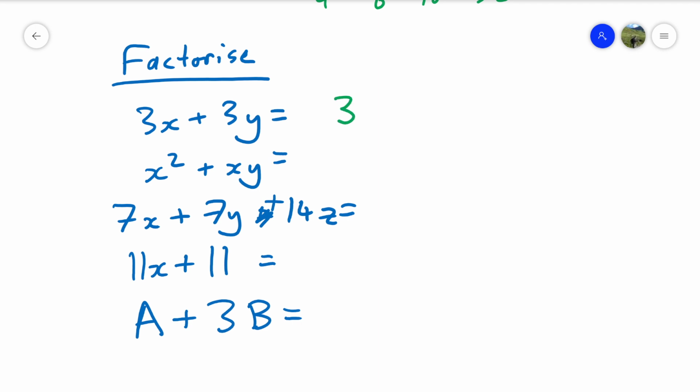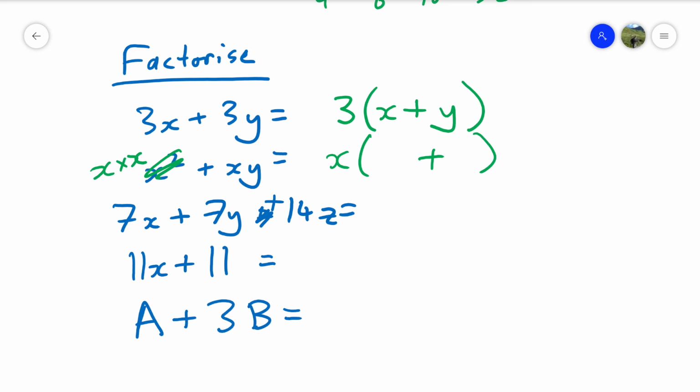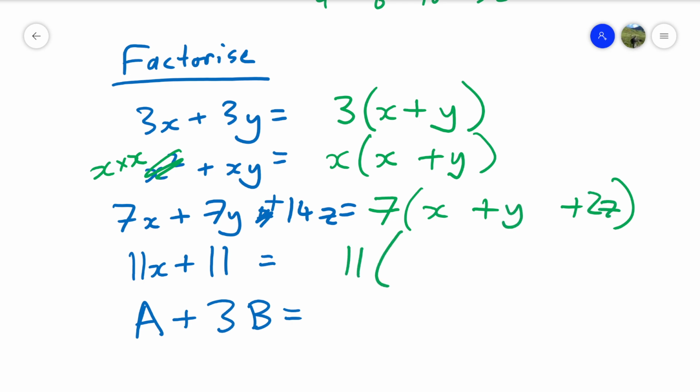First one, I can see that they've got a 3 in common. I have to have a plus sign in the middle, and then x goes on the left, y goes on the right. This one, they've both got an x in common, because remember this here is x times x. I need a y there, because x times y is xy, and x times x makes x squared. This one, I'm going to have 3 things in the bracket. I could put a 7 outside, that'd be an x and a y and a 2z. This one I can put an 11 outside.